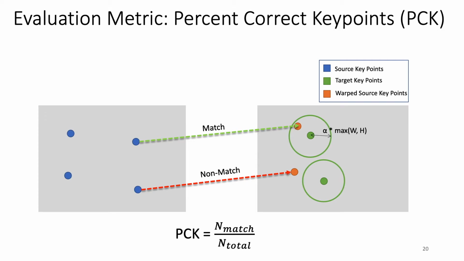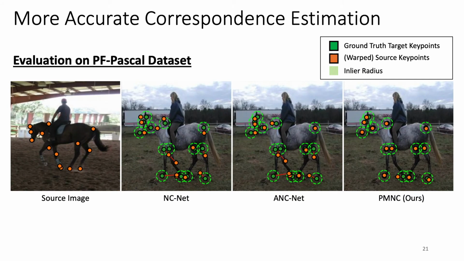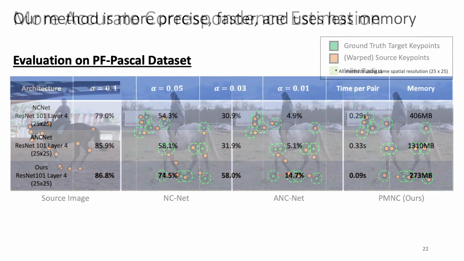We evaluate our work using the PCK metric, which is the percent of inlier matches given a radius of inliers controlled by a hyperparameter alpha. This is an example case from the PF Pascal dataset. The orange dots on the leftmost image represent source key points. The green dots and the circles on the right three images represent the ground truth target key points and their inlier radii. The orange dots on the right three images represent the estimated key point locations for each method. Compared to the baselines, PMNC more accurately localizes the matching key points.